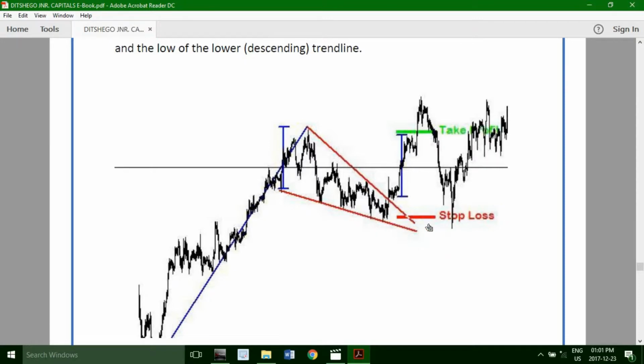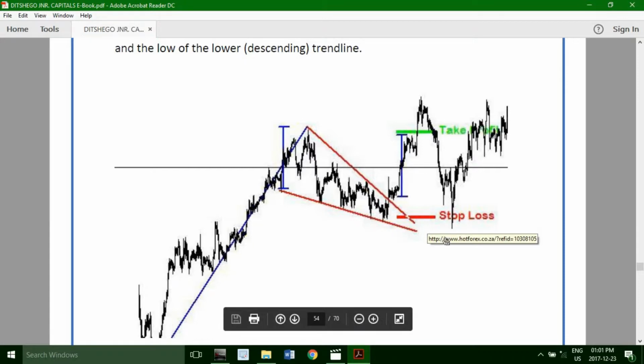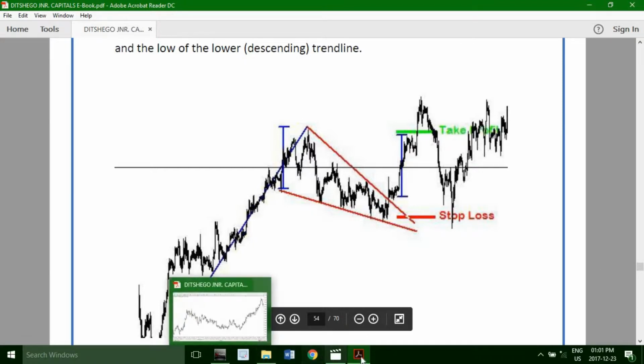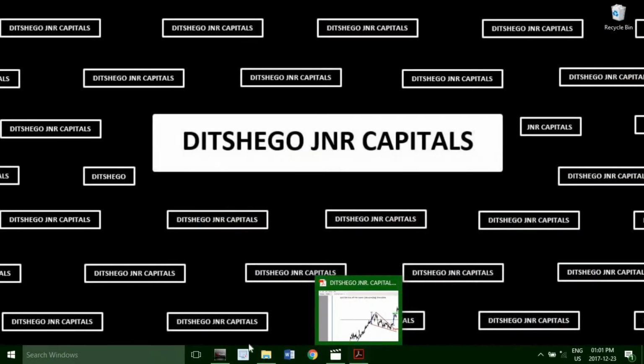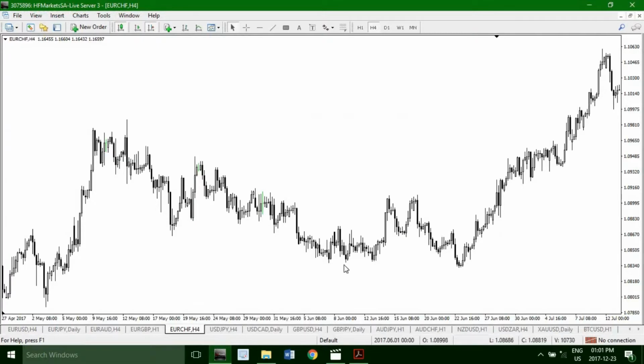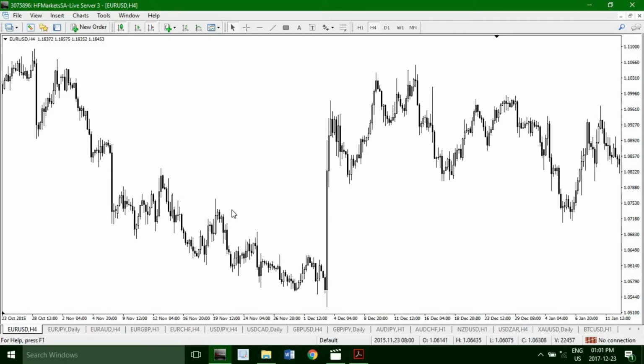Our stop loss will be slightly below our entry over there. So I think you can move to the MetaTrader 4 so that you guys can be able to see that. Okay, how to trade: I've seen a good example.